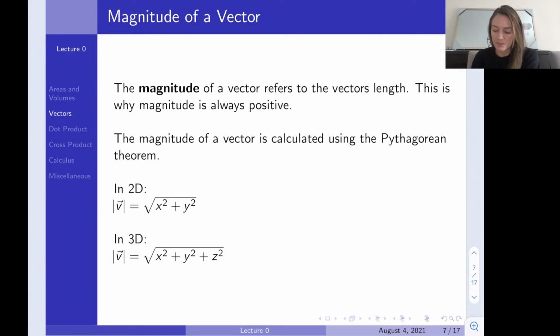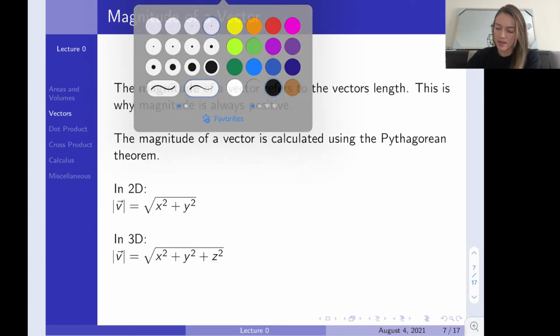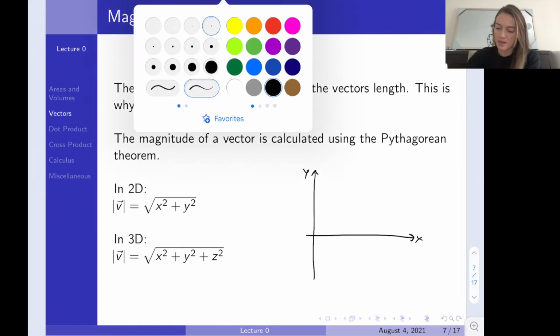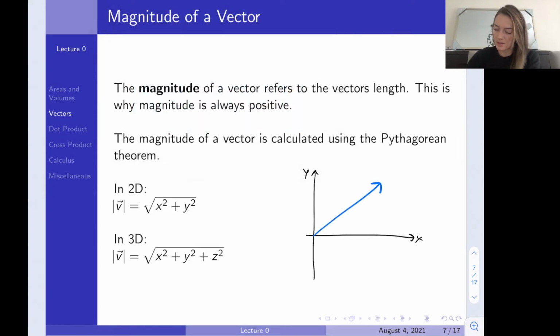So again, if I have a vector, this is x and y, and my vector is like this, this is the magnitude of my vector. It's the length of this arrow. So if my vector goes to this point, my magnitude is just the length of this vector from the origin to that point that my vector points to.